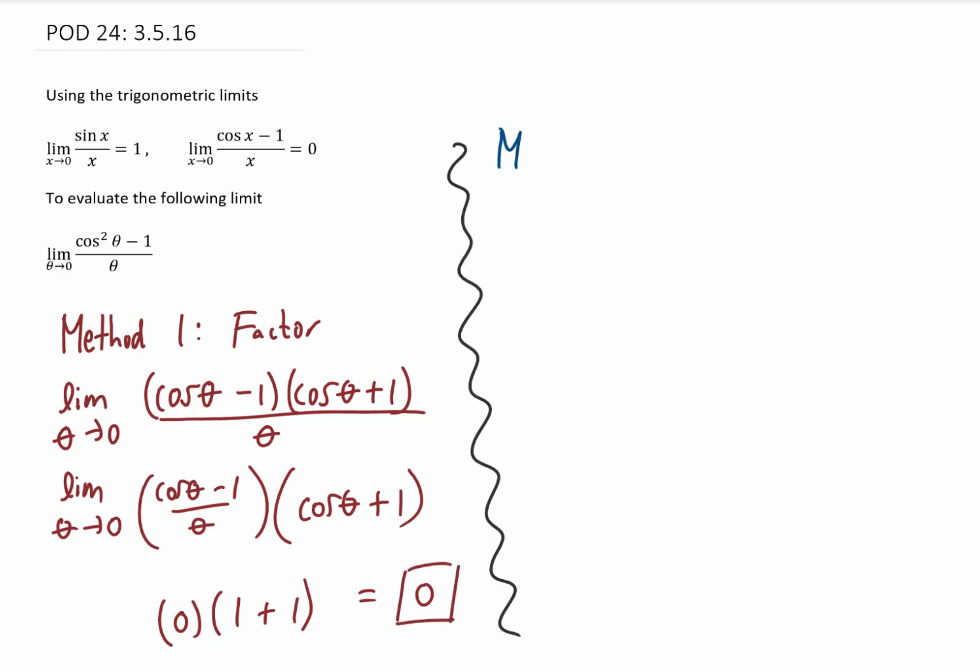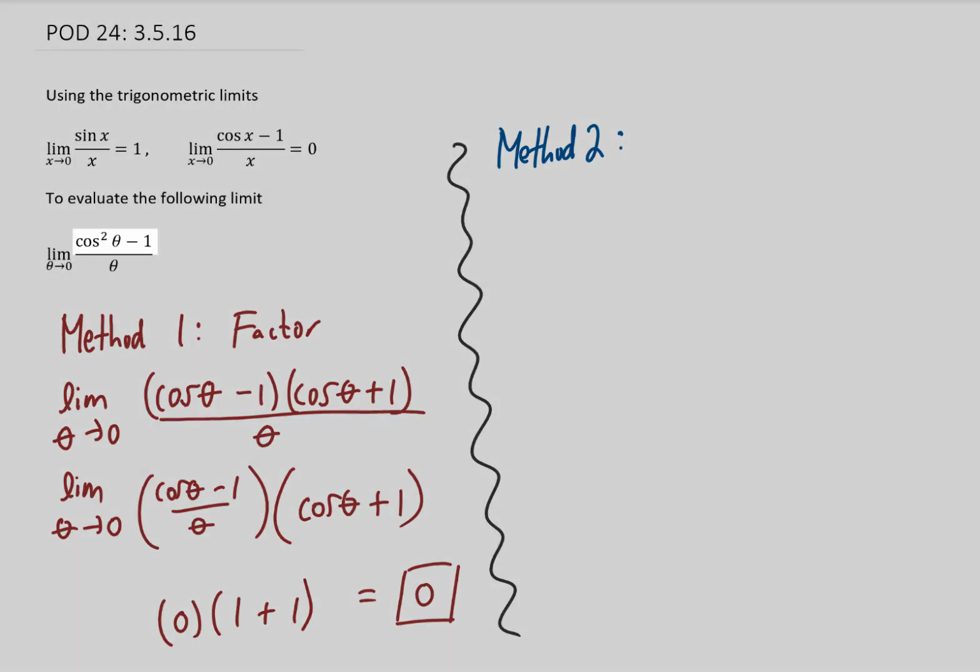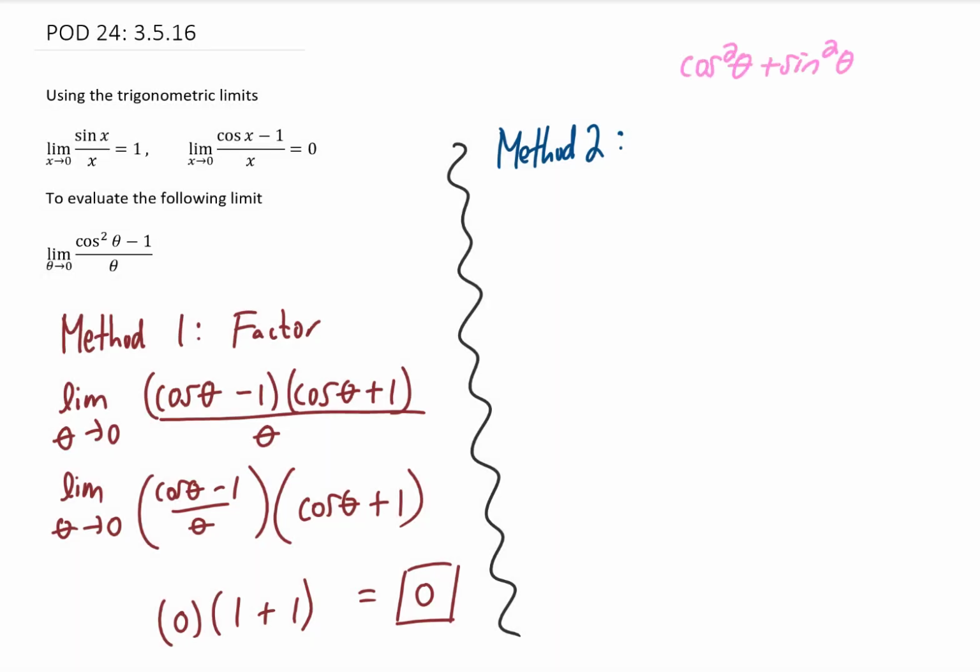Let's try it using another method. You might remember that cosine squared theta minus 1 is a common trigonometric identity. It's called a Pythagorean identity, and that identity looks like this. Moving some terms around in this identity gives us that the numerator of this function can be simplified to negative sine squared theta. And you'll notice now that this function is starting to look a lot like the given limit over here. Let's use just a little bit of algebra to make that more clear.